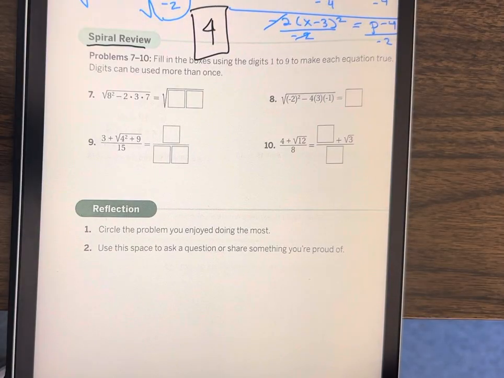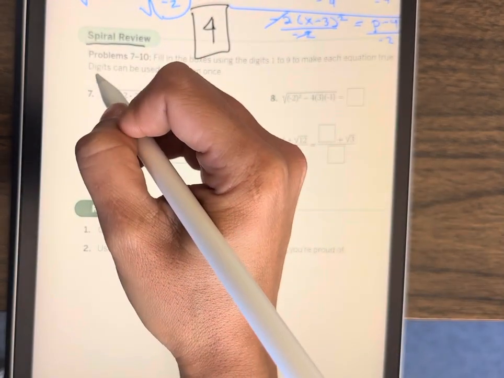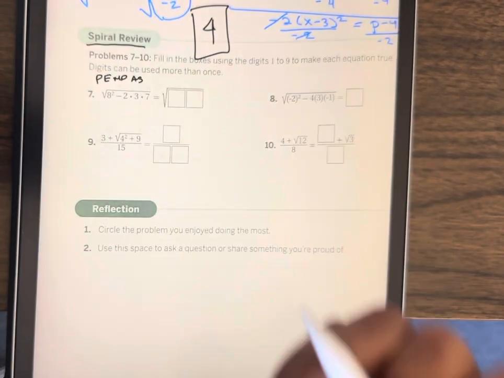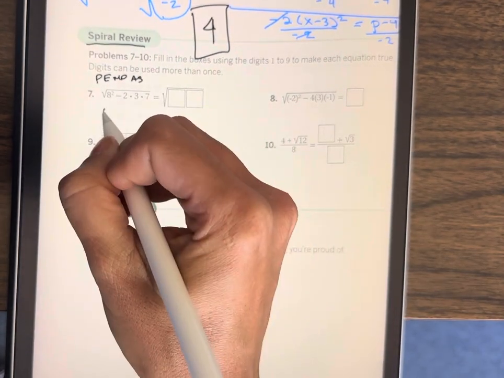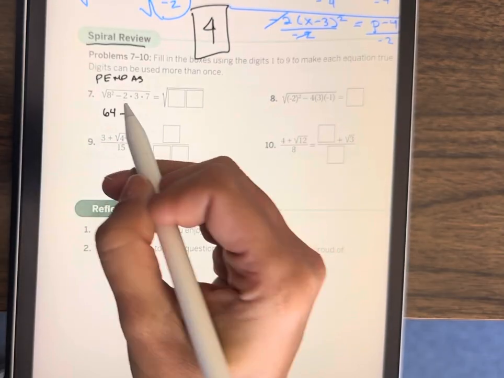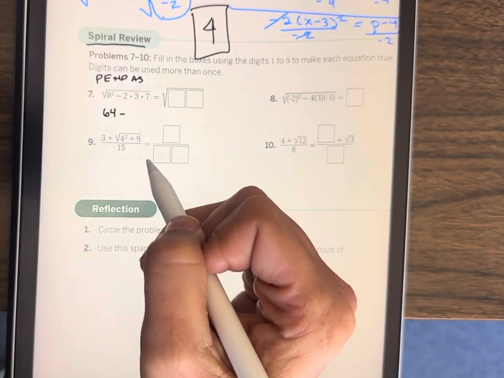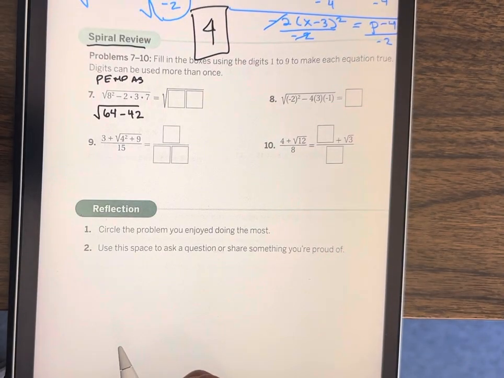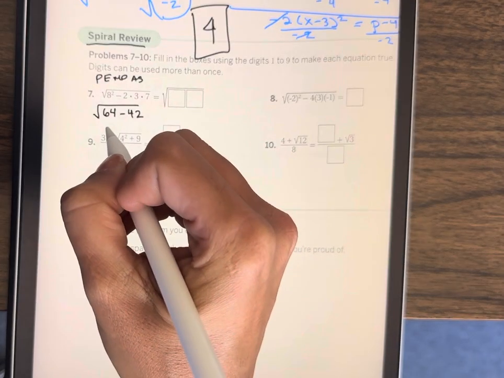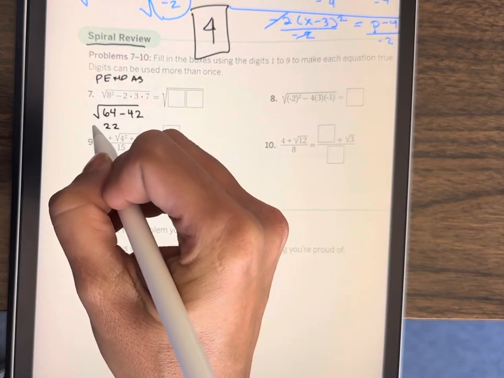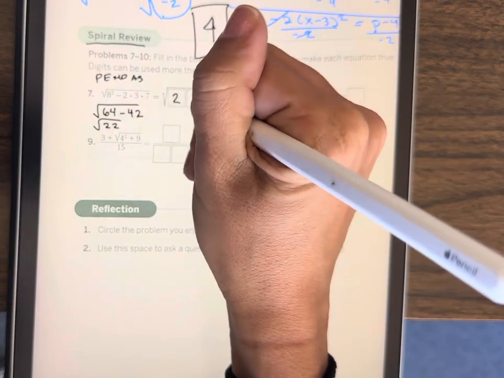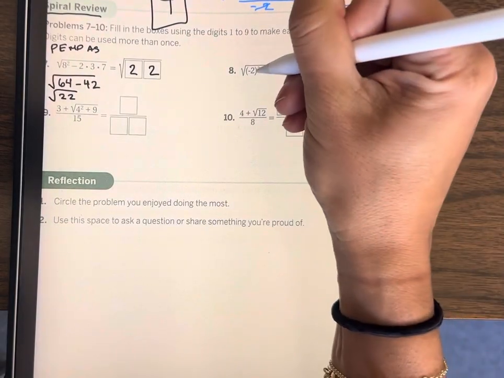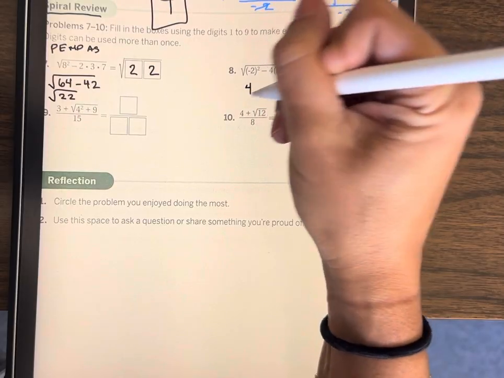Let's go PEMDAS this up, all right? Parentheses, exponents, multiplication and division, addition and subtraction. 8 squared is 64 minus 2 times 3 times 7 is 42. Okay. And now 64 minus 42 is 22. So 22. Okay. Let's see number 8. Negative 2 squared, that's a positive 4.